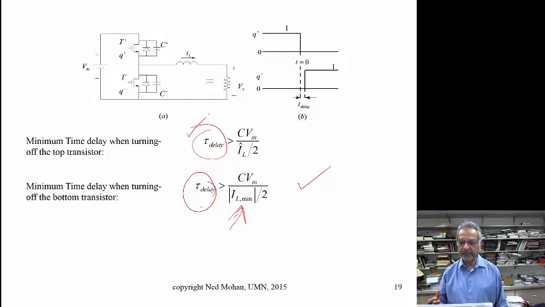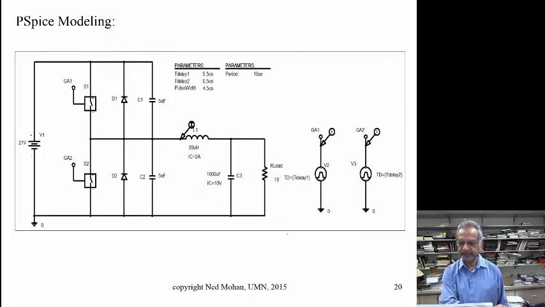But we have to make sure that the current in the inductor goes both positive and negative in the same switching time period. So that's kind of a disadvantage of achieving this soft switching, that you have larger current ripple through the inductor, which then flows through the output capacitor here.